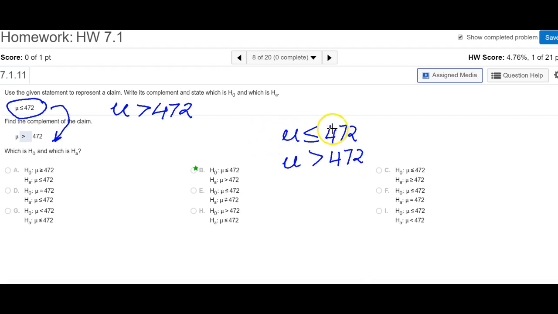I have to decide, because this is my claim, you always write what your claim is. Now I have to decide which is my H0 and which is my HA. Looking at the first one, by default this is my H0 because it contains an equality sign, and the complement is going to be HA. And that is your answer.